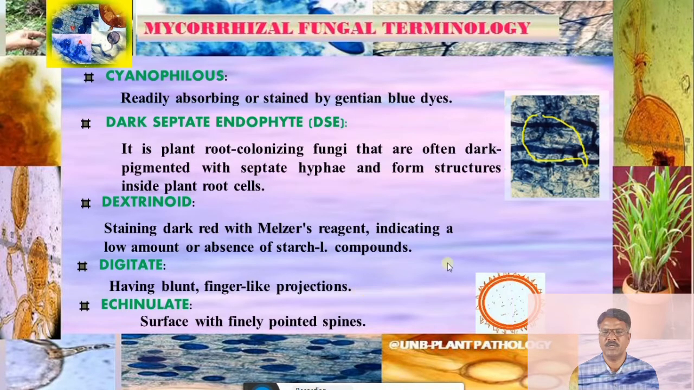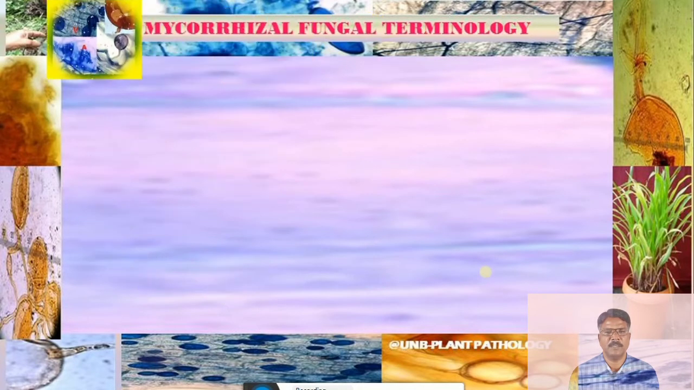So let's see now here. We have sketched the diagram. So these are the finely pointed spines found on the surface of the spores. So this is called echinulate type of projections.